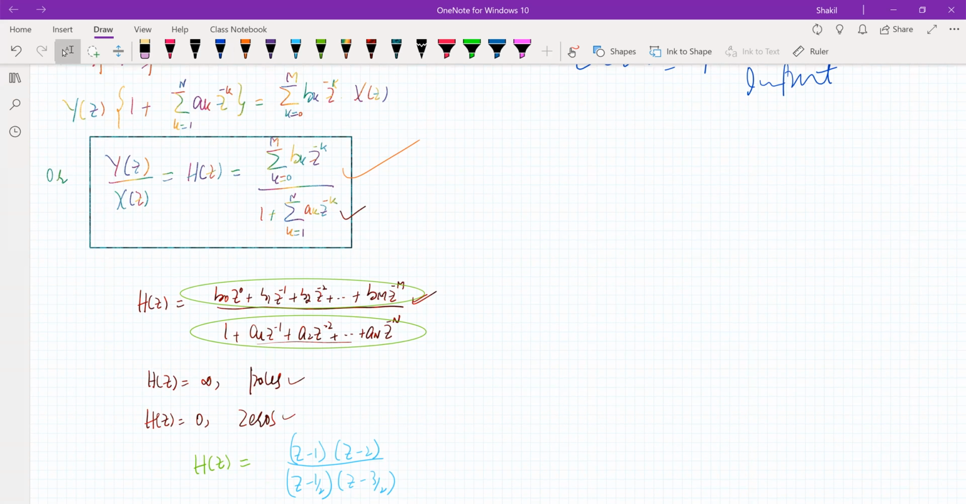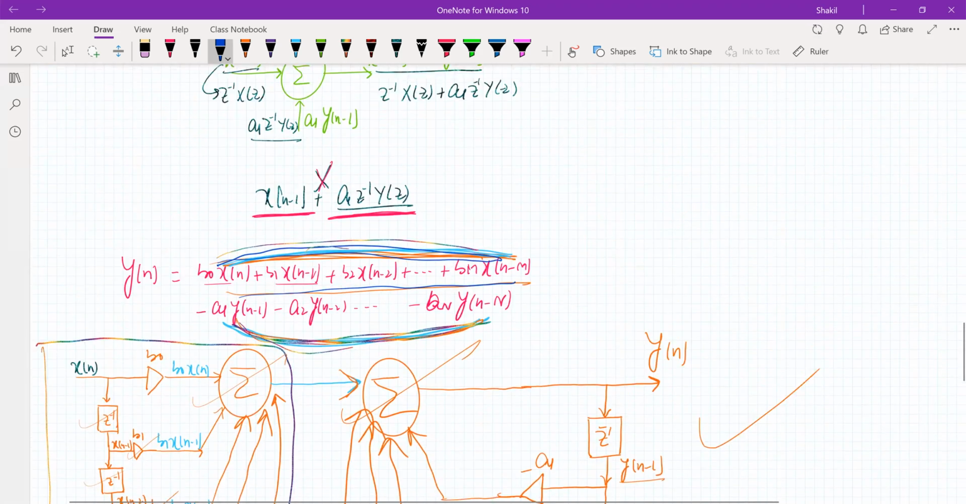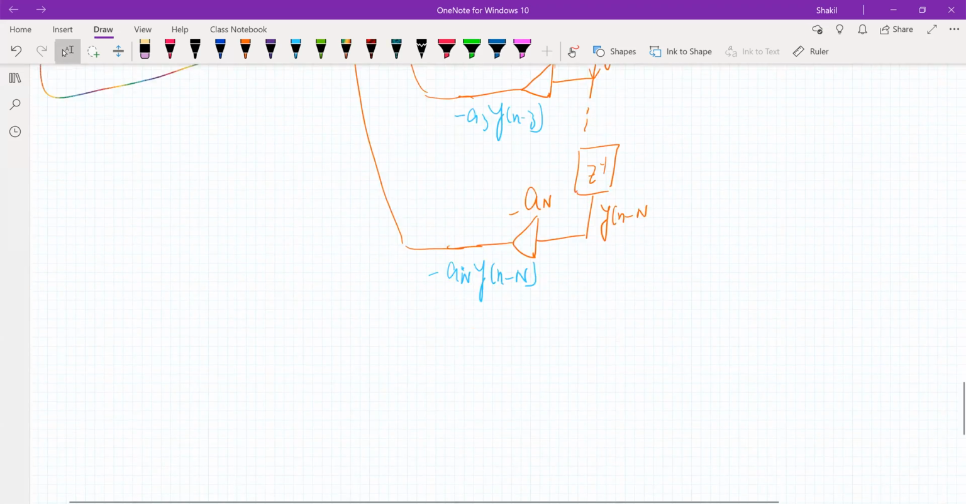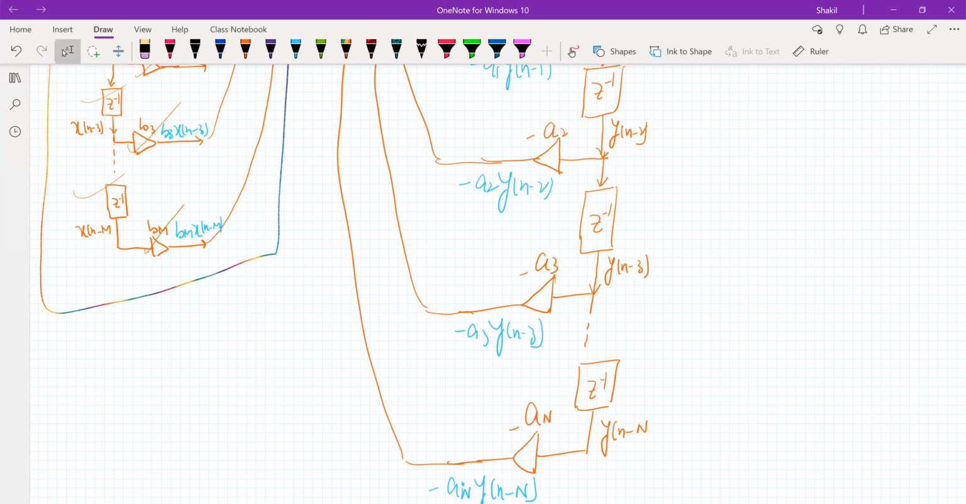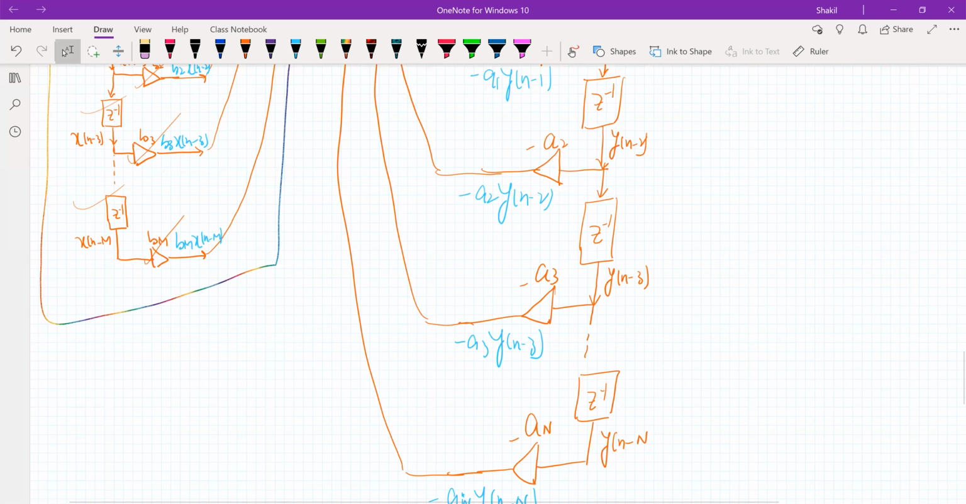Now in the next session, what we'll do is, if you interchange the order of these poles and zeros, what will happen to the structure here? Please pay attention to how we have realized this. In the next session, we'll see what happens to this structure if we interchange the order of these poles and zeros. All right, let me end the session.